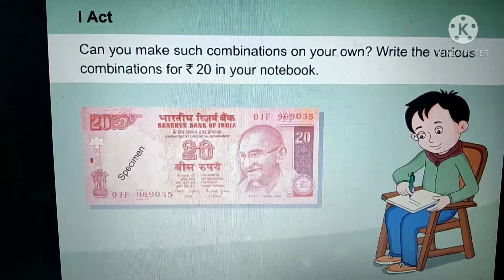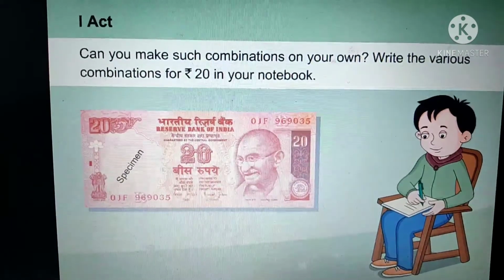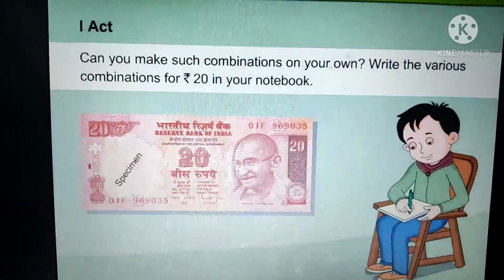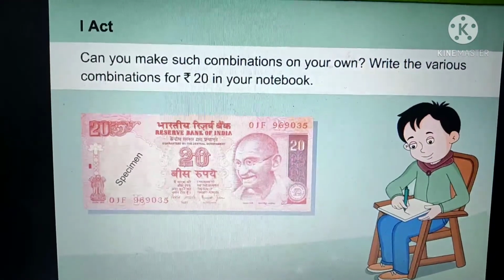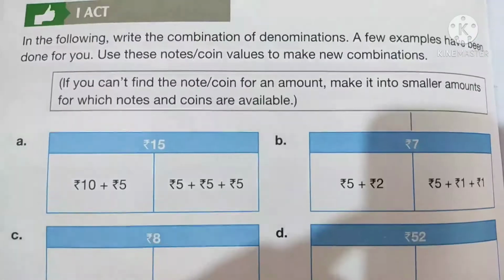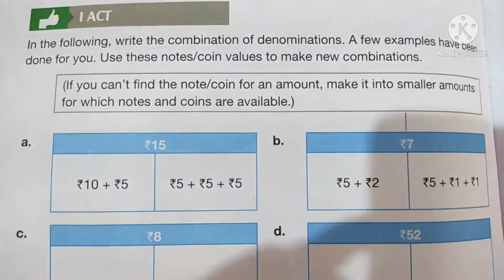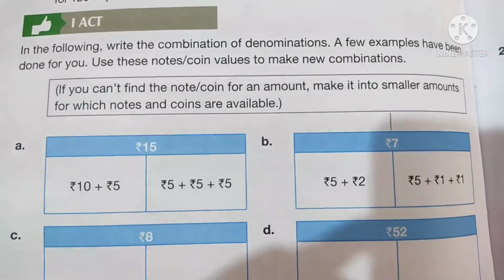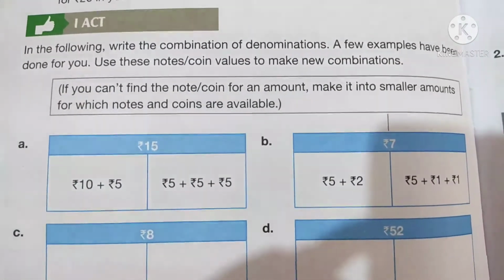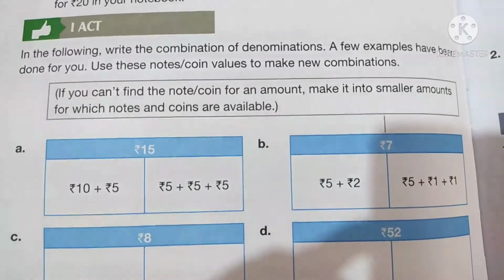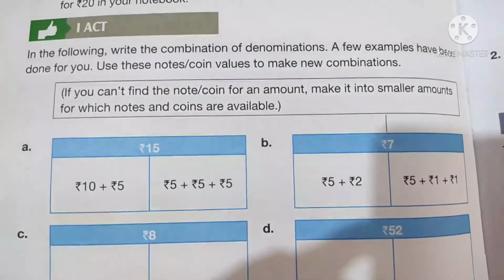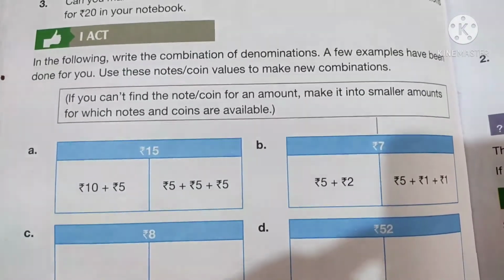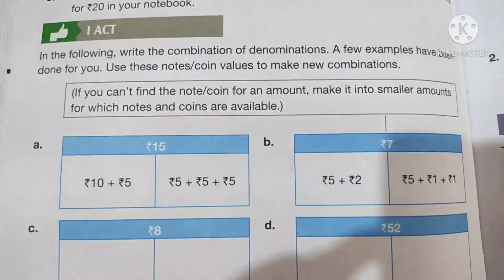Children, can you make such combinations on your own? Write the various combinations for rupees 20 in your notebook. See page number 94. In the following, write the combination of denominations. A few examples have been done for you. Use these notes or coin values to make new combinations.